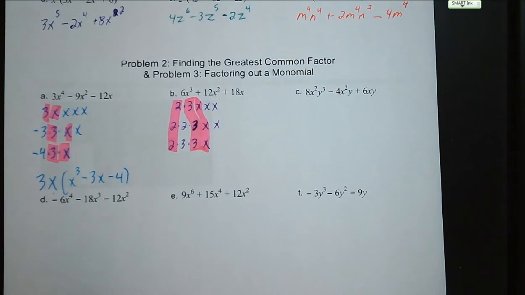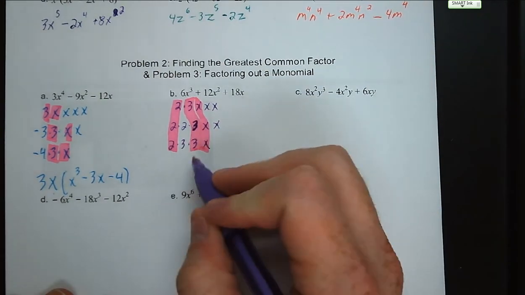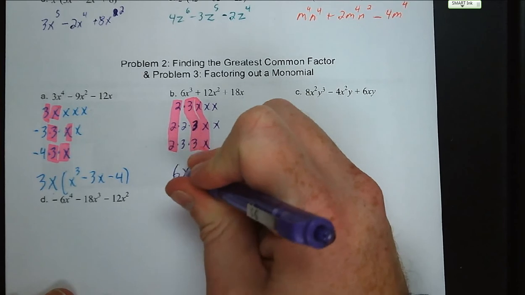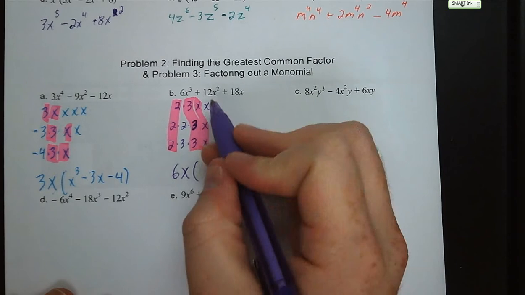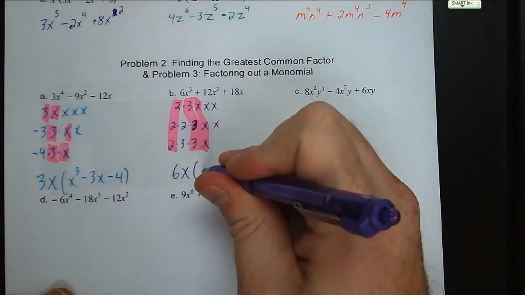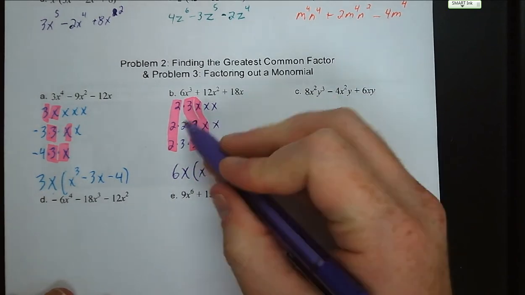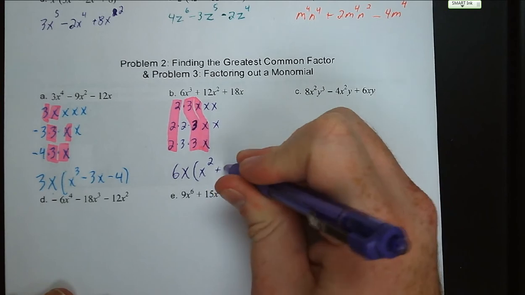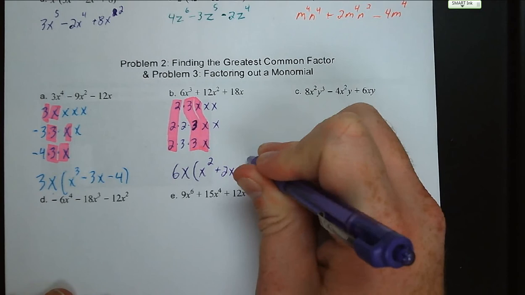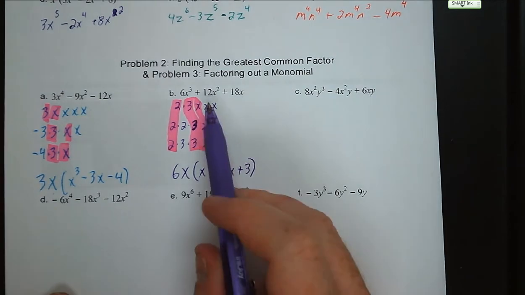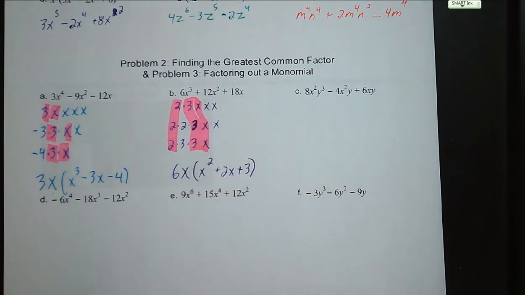So down below, what's 2 times 3? That's 6x. And what am I left with? My first term has 2 x's, so that's x squared, plus 2x plus 3. Because those are my terms, or my items, that are left unhighlighted.